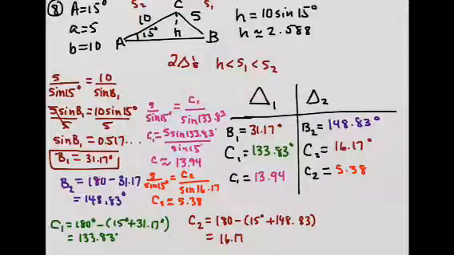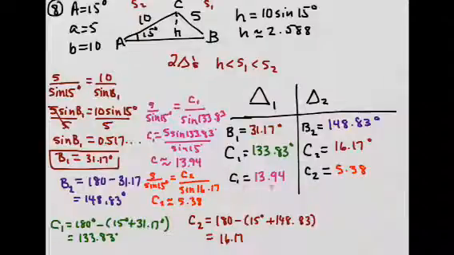After finding B2, which is the supplement of B1, for the second triangle, I went ahead and found C1. How you do that is you take the given angle 15 and B1, add them together, subtract from 180, and that gives you C1. I did the same thing for C2. I took the given angle and B2, added them together, subtracted from 180, and I got 16.17 degrees.